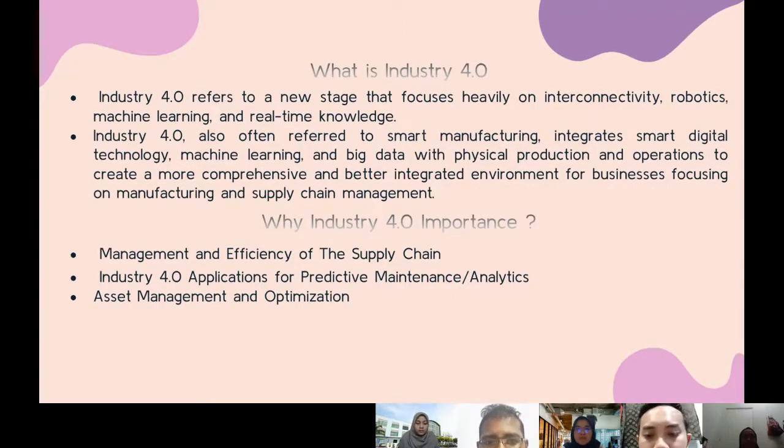Industry Revolution 4.0 is a new stage heavily focused on the interconnectivity of robots, self-machine learning, and real-time knowledge. Industry Revolution 4.0 is referred to as smart manufacturing. It integrates smart digital technology, self-machine learning, and big data with physical production and operations that are created in a more comprehensive and better integrated environment. Industry 4.0 is very important in terms of management and efficiency of supply chain and applications for predictive maintenance, analytics, and optimization.